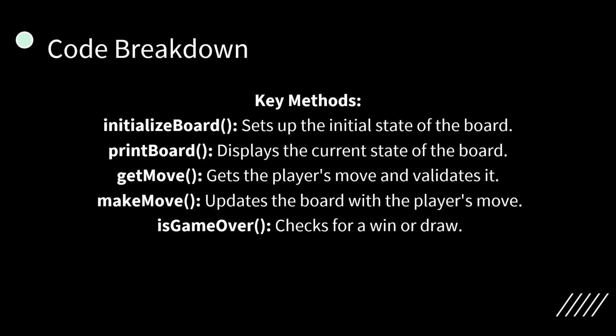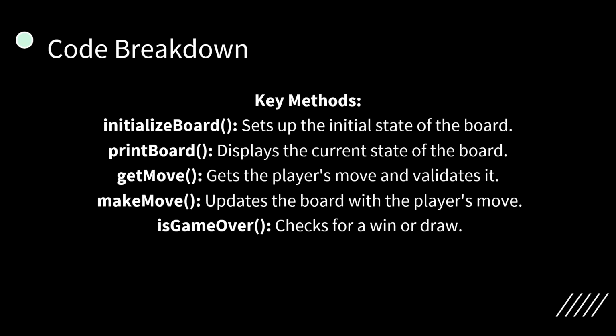Code breakdown. There are 5 key methods which we will use in our code to make the game work smoothly and functionally. First, we have initialize board, which sets up the initial state of the board, which is 9 empty spaces. Then the next will be print board, which displays the current state of the board. We are using a dash for the edges of the board. Get move: this function gets the user input and validates it, like whether the move is correct or not, and whether it should update the board or not.